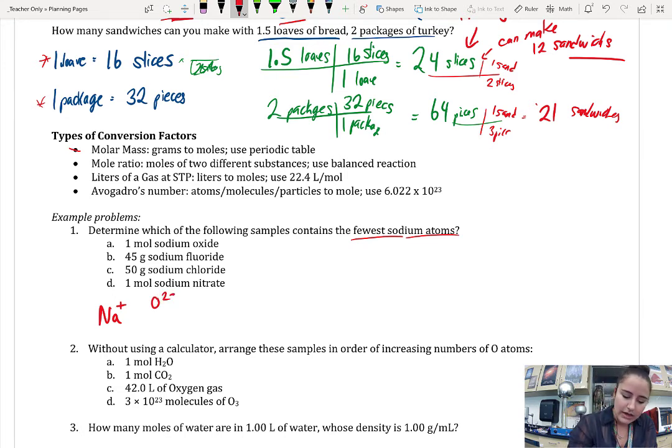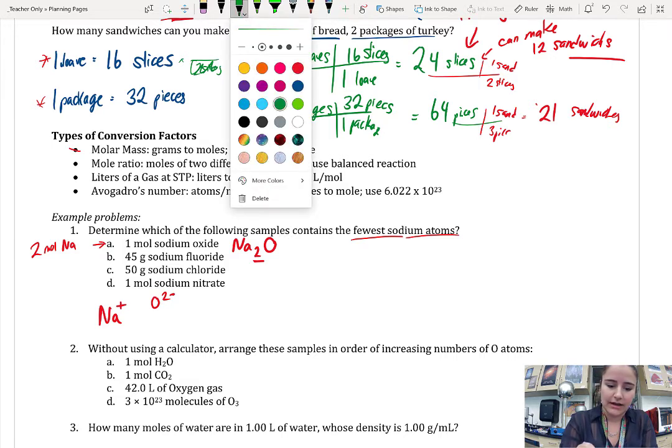So in order to get those to bond and the charges to balance, the formula of sodium oxide is Na2O. Okay? Now what that means, for every 1 mole of sodium oxide, I have 2 moles of sodium atoms, because there's 2 sodiums for every 1 sodium oxide. Now I'll switch to another color for the next one.